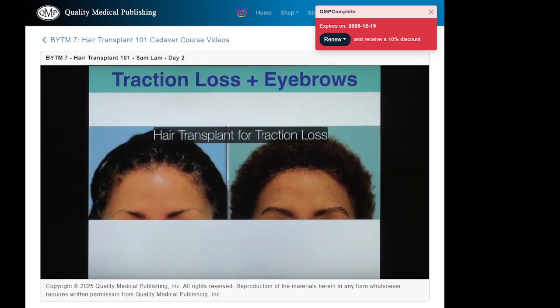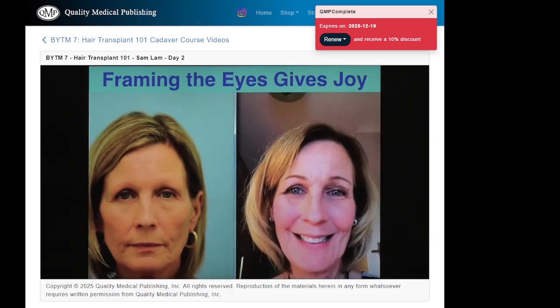Traction alopecia and eyebrows, this could very well be FFA. If I see a combination of eyebrow and hairline, the first thing I think about is subclinical FFA, and I would want a biopsy. So this is just showing you a patient from out of town that difference gives humanity to the face.